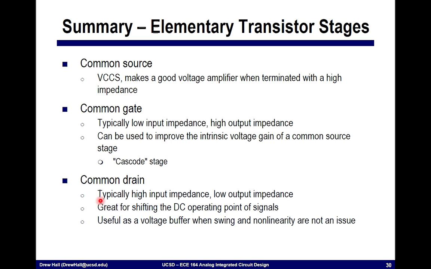And then lastly, we just spent the last 20 minutes talking about common drain amplifiers, which are good in the sense that they have very high input impedance and low output impedance. They're effective for shifting DC signals and creating essentially buffers for other signals.